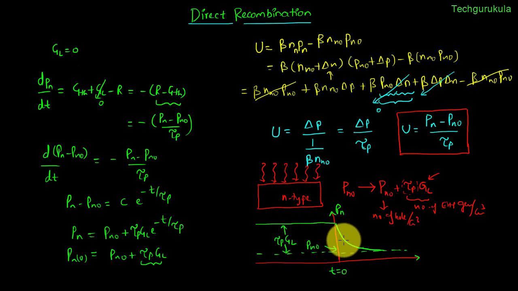The slope of this function at t is equal to 0 would meet a point here, which is equal to tau P. And we can say that tau P is the lifetime of holes, which means that a hole can be in excited state on an average for this much time. And similarly, in a p-type semiconductor, we can talk about the minority carrier concentration, recombination rate, and then we can define the lifetime of electrons there.